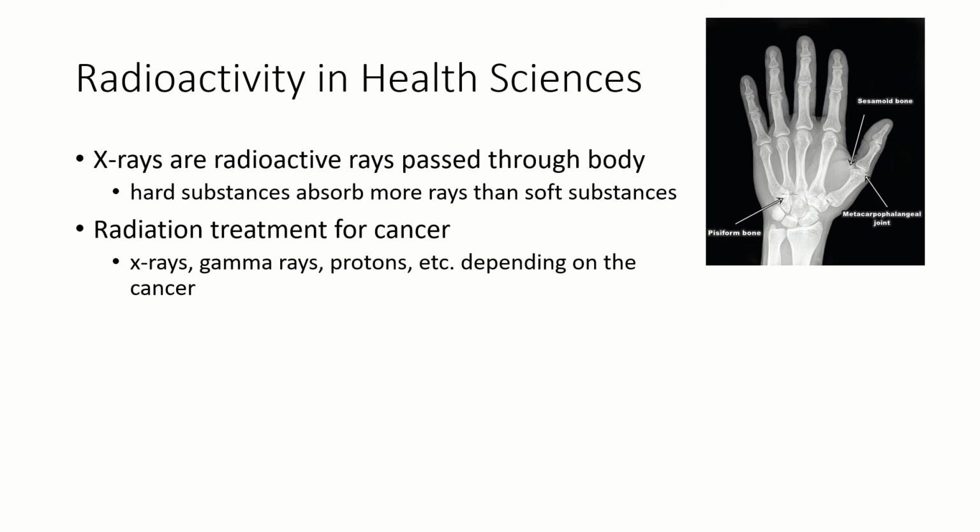X-rays use a different form of radioactivity, but it's still, an X-ray is a radioactive particle. Pass those through the body, they go more slowly, or they are absorbed more by hard substances such as bones, so you can get a very good picture of bones, not great pictures of soft tissues, but you can see where bones might be broken. You can see the placement of bones. This is the bones of the wrist and the hand.